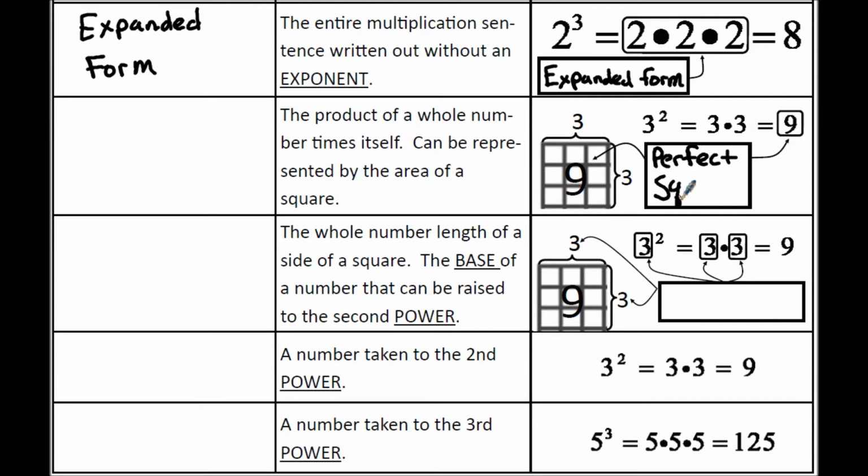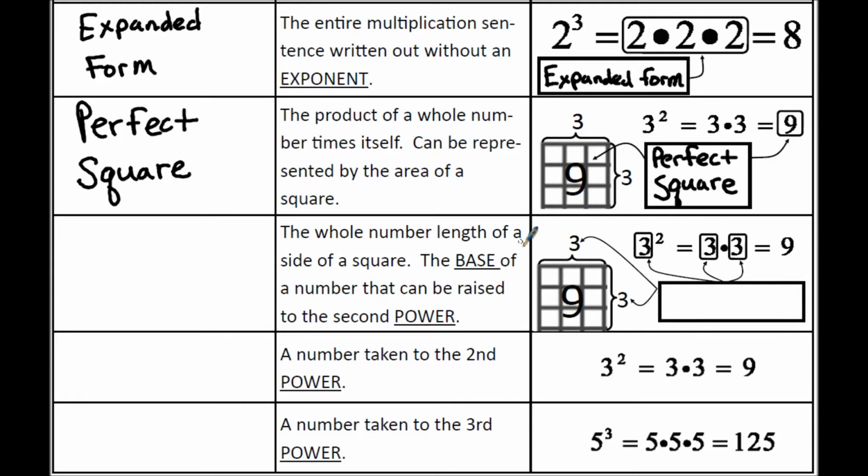Now, I could take any square and find a perfect square. So if I took a square that was 5 by 5, 5 times 5 is 25, and the area of that square would be 25. So 25 would be another example of a perfect square.